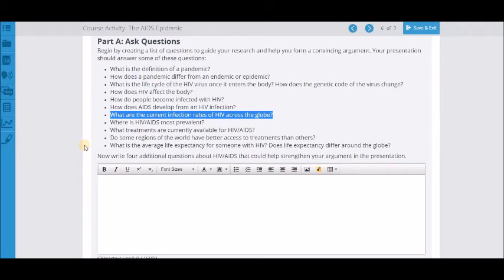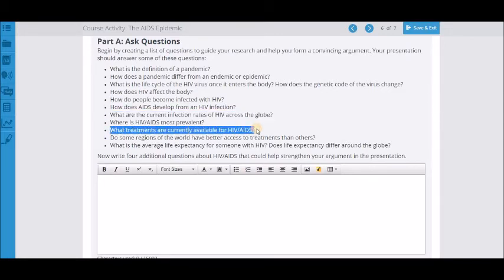Tell me in the U.S. and in other places, and then try to figure out what's different. Why is HIV different in some places than others, or rates of infection? Where is it the worst? We've already talked about that. You might be able to put these two together. I don't know. How do we treat it?